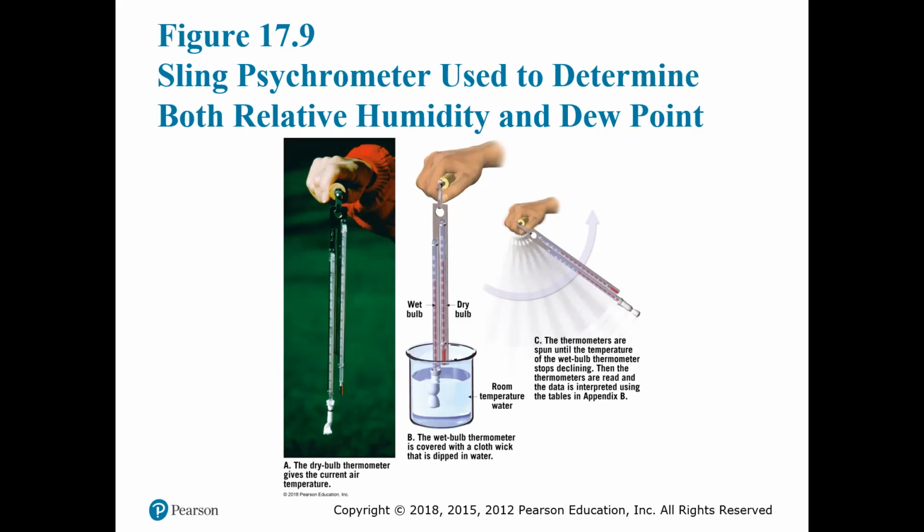In the back of your book, there is a table that allows you to determine the relative humidity and the dew point temperature from the temperatures that you get from a psychrometer. And when we come back in the lab, we're going to use a sling psychrometer in order to measure relative humidity and dew point. Now, meteorologists have various types of electric hygrometers, which are a little bit more scientific and a little bit more exact than using this sling psychrometer.